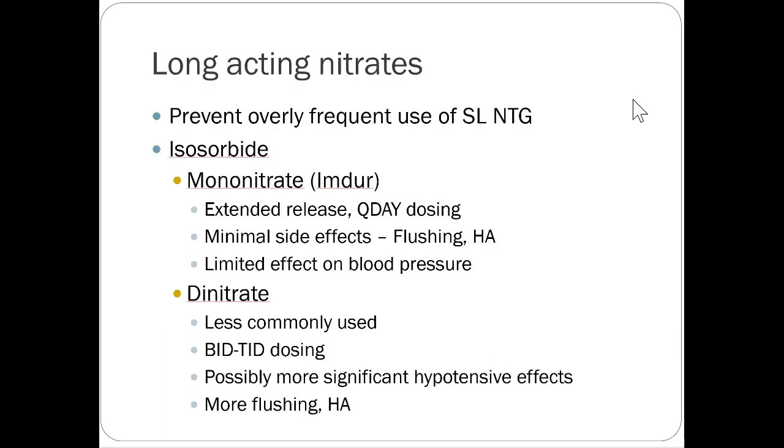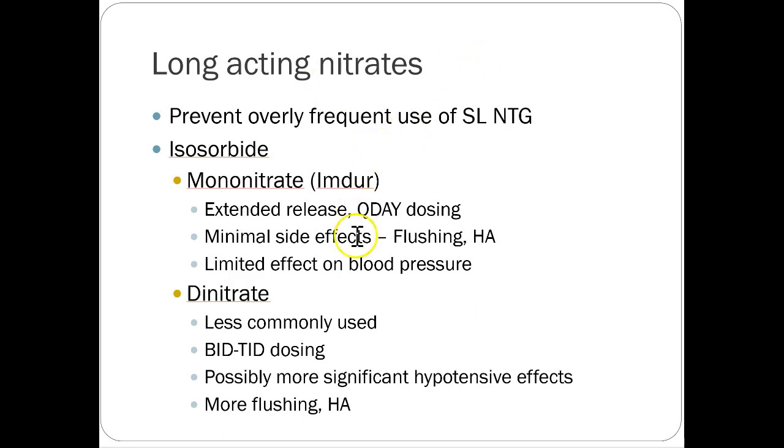Long-acting nitrates. So if you have somebody who's popping sublingual nitroglycerin a couple times a day, but they really don't have any other issues, you can give them long-acting nitrates. So there's a product called isosorbide. It comes in two ways, mononitrate or Imdur, or dinitrate. The mononitrate's the common one. It's an extended release once daily. You do get some side effects of flushing and headache, as you might expect, but you don't get huge effects on blood pressure, which is nice. It might lower it slightly, but not substantially.